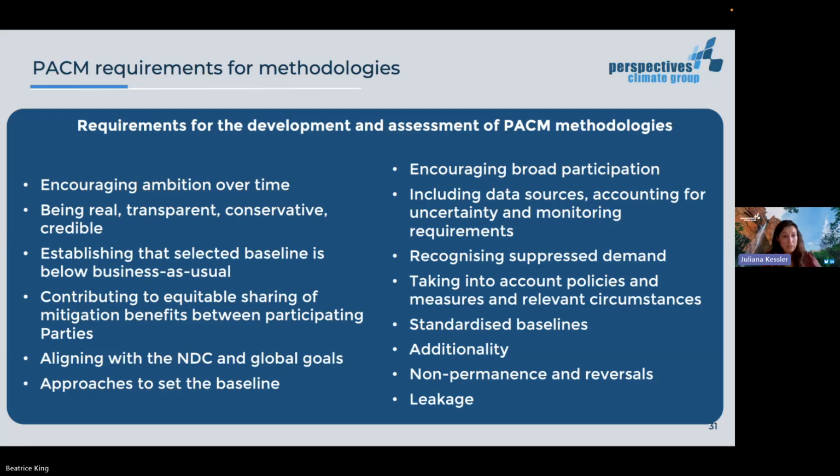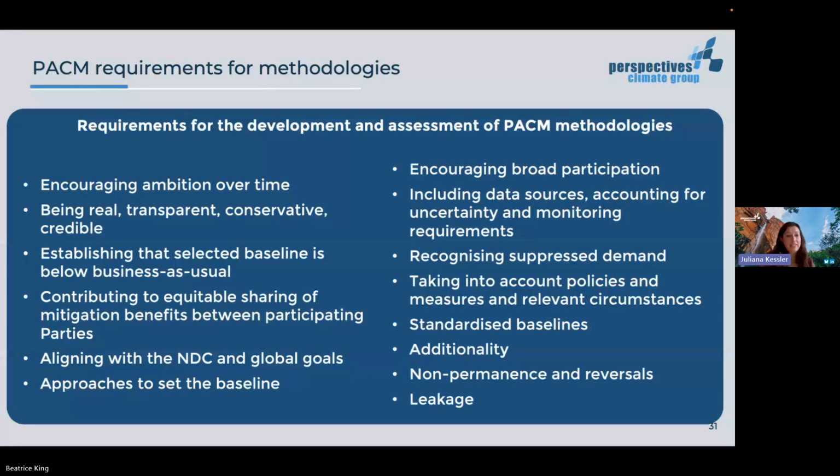So either the host country can make a proposal to the supervisory body and the supervisory body approves it, or the host country asks the supervisory body, please develop a standardized baseline for this activity type. Then we have additionality requirements. We will also dive a bit more into those on the next slides. And yeah, non-permanence needs to be minimized and reversals need to be addressed in full, and also leakage needs to be avoided. So these are the overarching requirements.